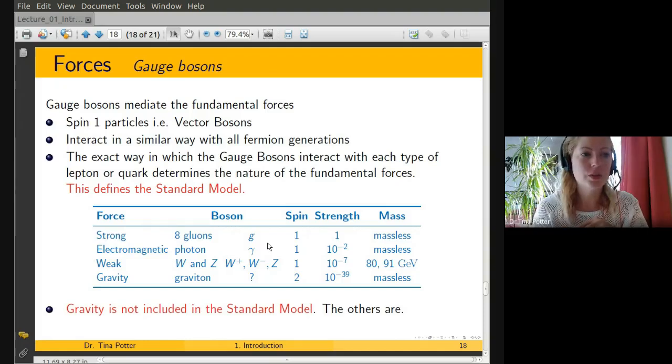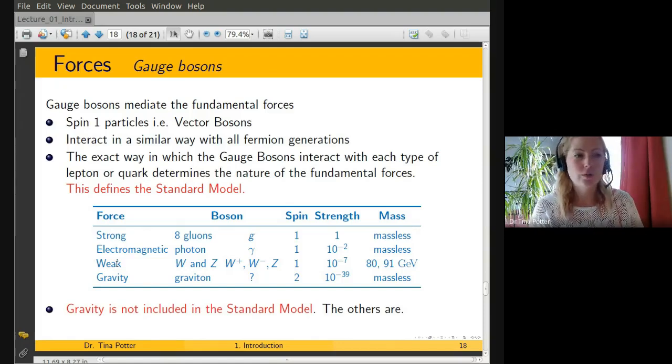Let's have a look at the strong force. It's mediated by the gluon, and I'll show you there's actually 8 of them. It's spin 1, as they all are here. Let's set its strength to 1, so that we're going to normalize everything to the strong force and compare the others. And the gluon is massless. Then the electromagnetic force. You're familiar with this, the massless photon. It's about 1% of the strength of the strong force. So the strong force really is very, very strong. It's very aptly named. But the electromagnetic force is about 1% of the strong force.